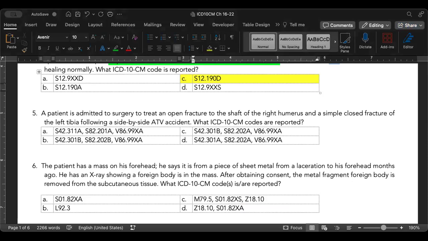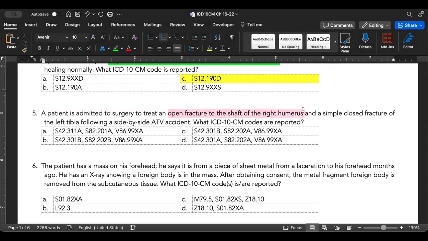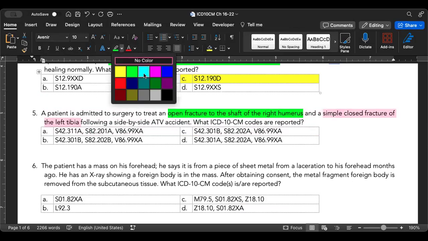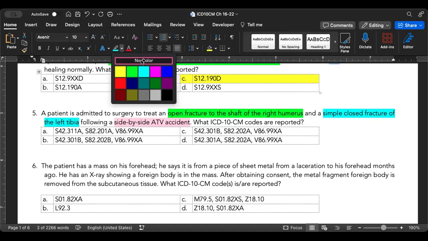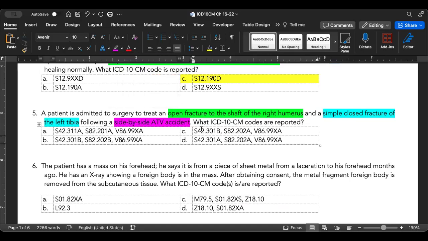So we have a patient admitted to surgery to treat an open fracture of the shaft of the right humerus, and then a simple closed fracture of the left tibia following a side-by-side ATV accident. So we have two separate fractures. We have an open fracture of the right humerus. We have a simple closed fracture of the left tibia. And then we also need to code our side-by-side ATV accident. So we have 3 separate codes for this scenario.